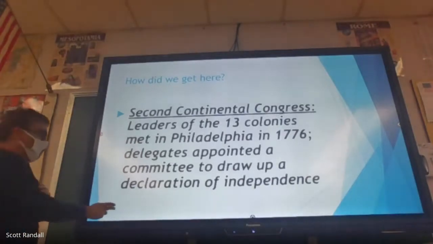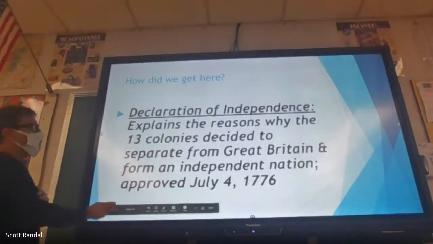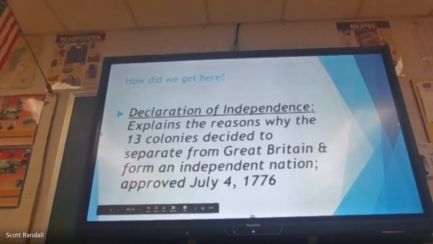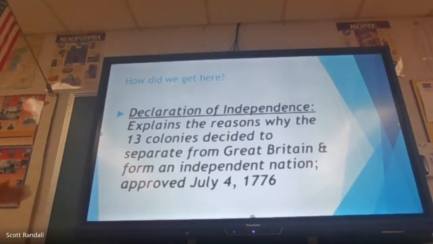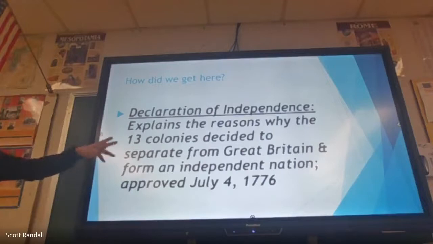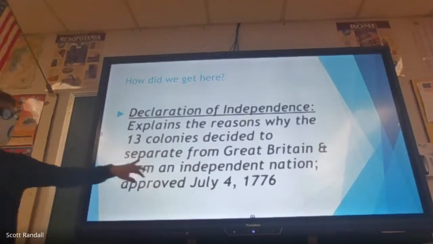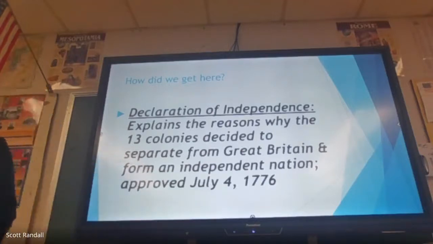All right, so what ends up happening at the Second Continental Congress is the signing of the Declaration of Independence. And so it was approved, although I'm going to show you a video that July 4th wasn't initially supposed to be the date, but July 4th is the date that commemorates the Declaration of Independence. That's why people celebrate the 4th of July.